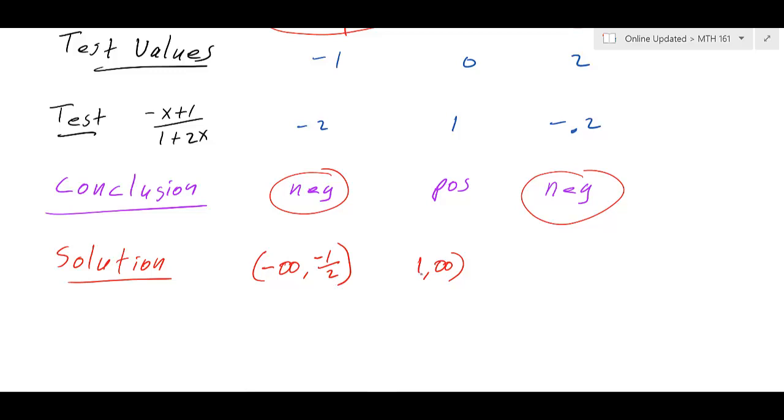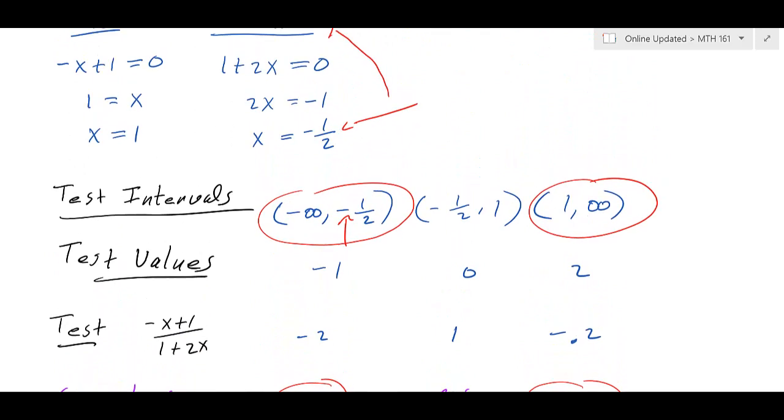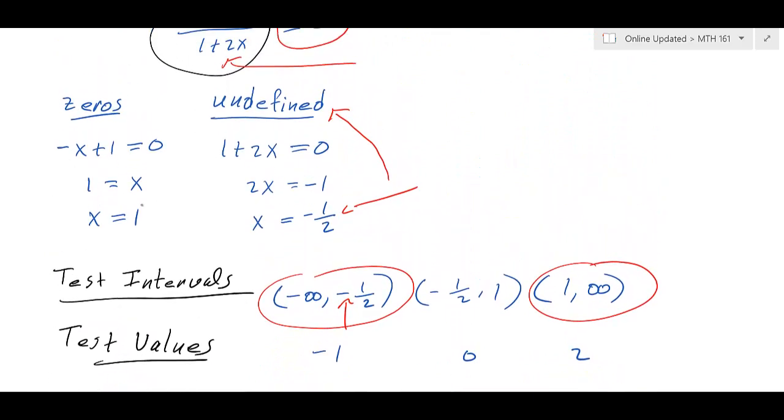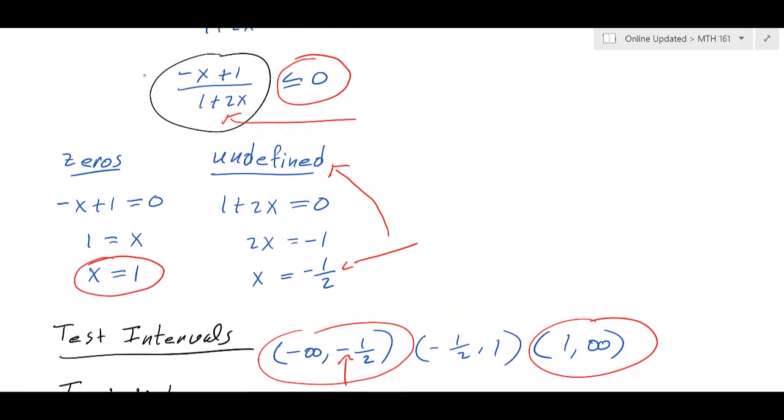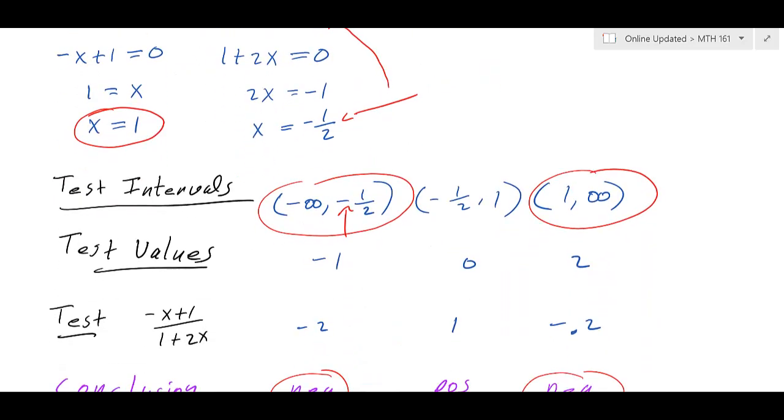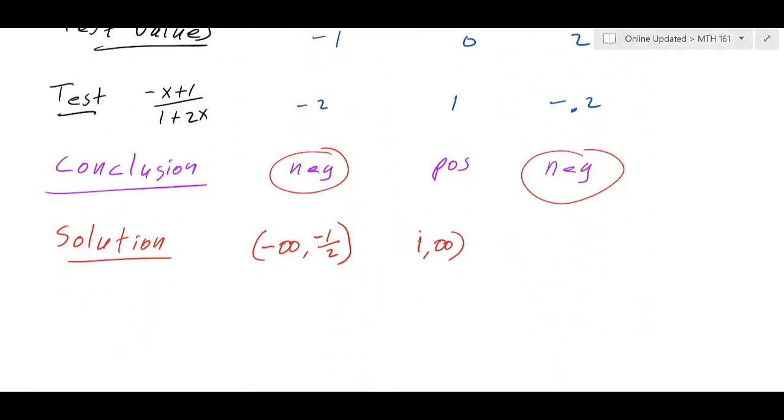Now, what about the positive 1 over here? Well, what happens at 1? Well, that was one of our zeros. That is simply making the inequality here equal to 0, which means we would have 0 is less than or equal to 0, which means 1 is a solution, so we would enclose that with a bracket. So it'd be negative infinity to negative 1/2, or 1 to infinity.